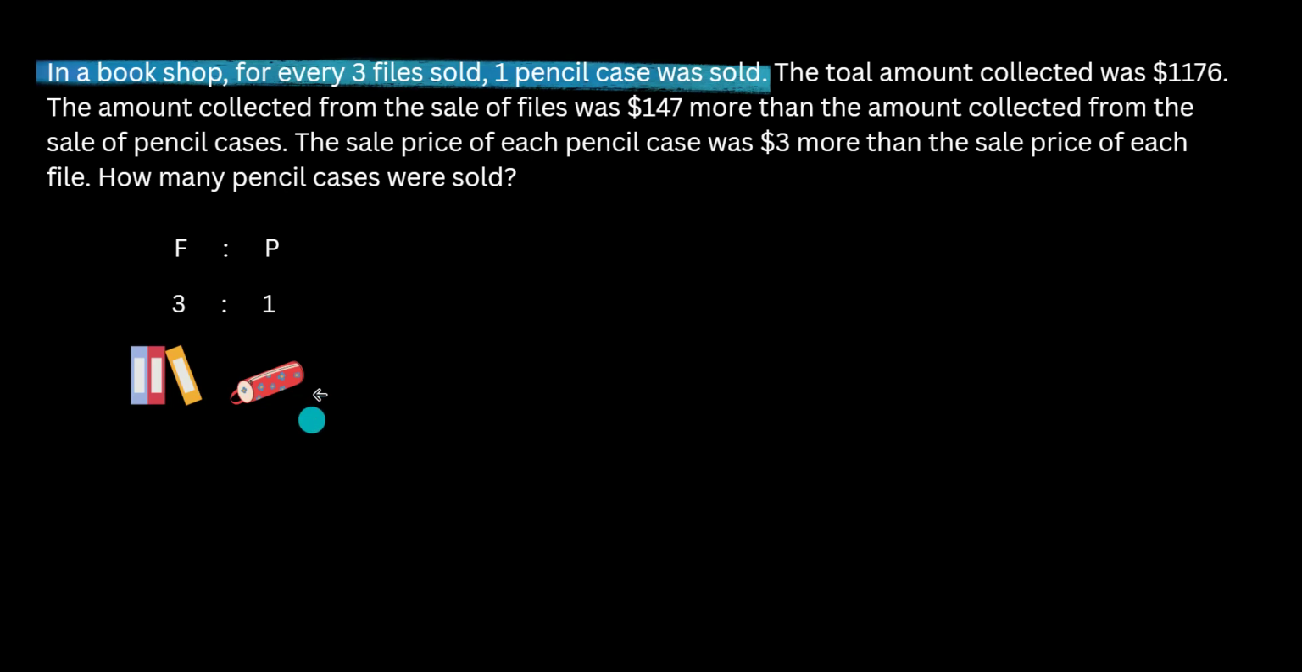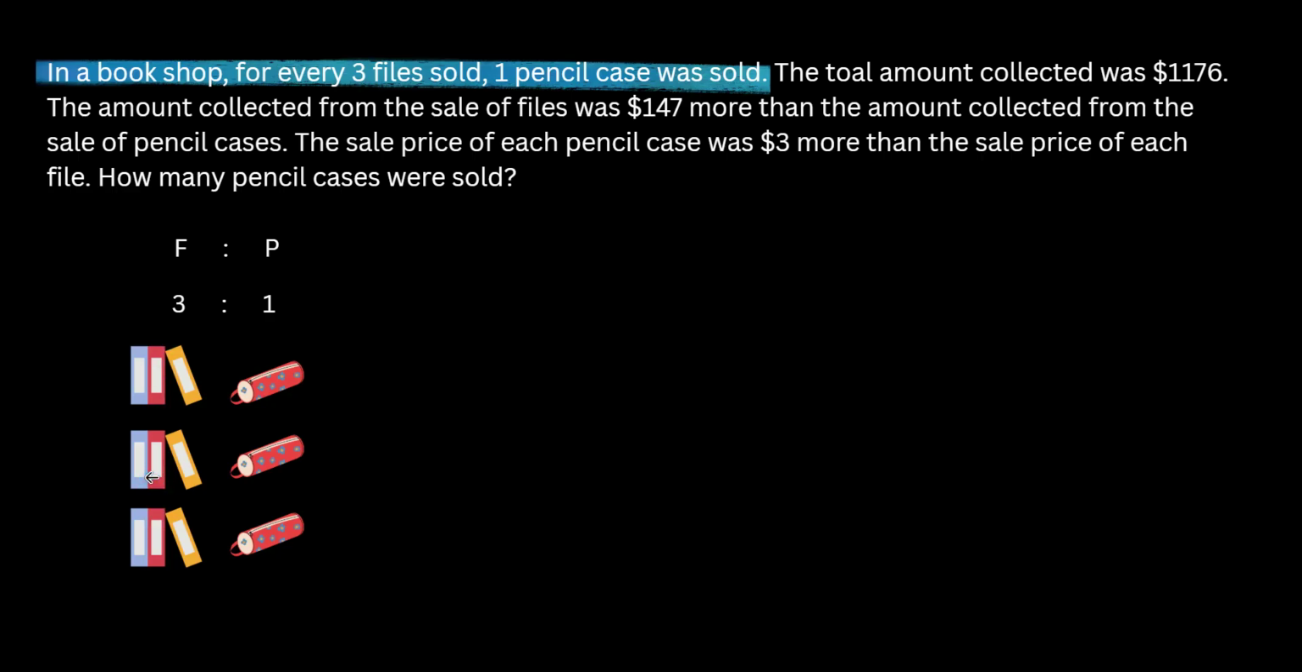Visually, I'm just saying, okay, this is 1 pencil case, and if that is sold, then I know that 3 files would have been sold. But what if 2 pencil cases were sold? Then I would have 3 times 2, 6 files sold. If there are 3 pencil cases sold, then 3 times 3, 9 files would be sold.